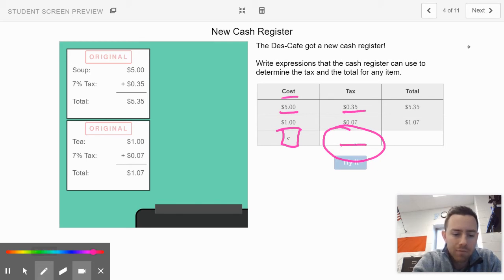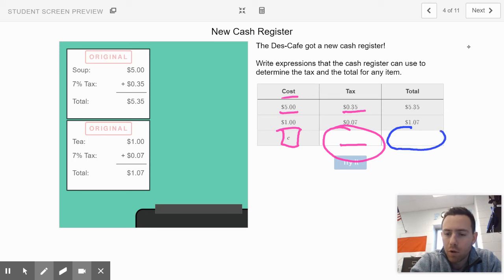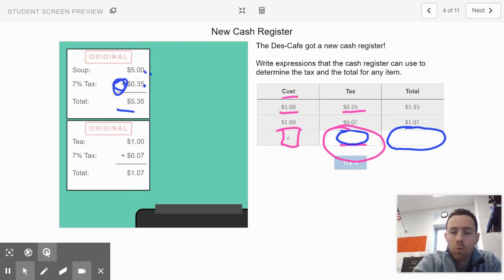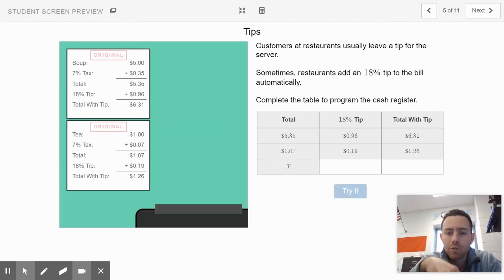Okay? Then, in the next part of the chart, you'll be asked to actually write an expression for how to find the total. It could use your expression for the tax, right? Think about what happens with the tax and the original value to get the total. What kind of math do they do there to do that? That's slide 4. We're going to work on slide 4 and then come back to Ed Puzzle. Awesome job. Slide 5 is similar.